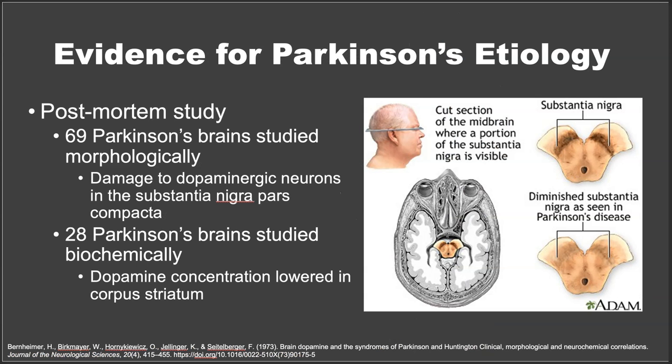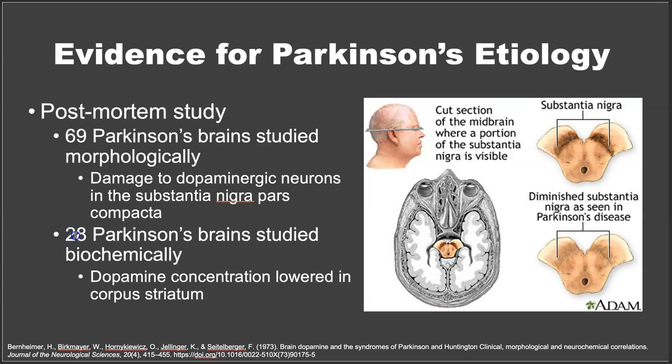So let's look back to the 1970s, and this is when some evidence was coming out for the etiology of Parkinson's, so basically the basis for Parkinson's. There was a post-mortem study done in which 69 different brains were studied morphologically. And in doing so, they noticed that the dopaminergic neurons in the substantia nigra pars compacta were damaged. So basically, they could look and see that the substantia nigra pars compacta was actually smaller, and it was those dopaminergic neurons that were damaged or missing.